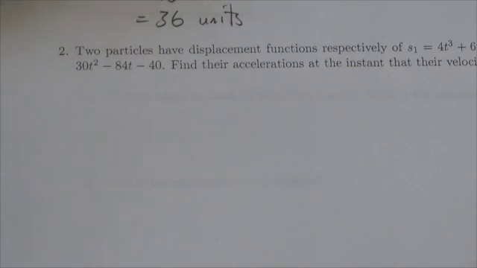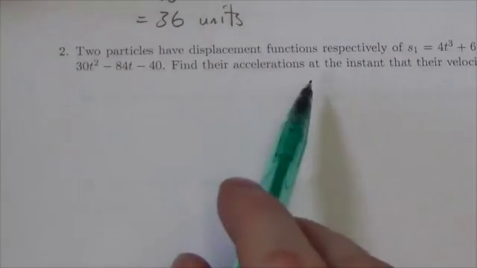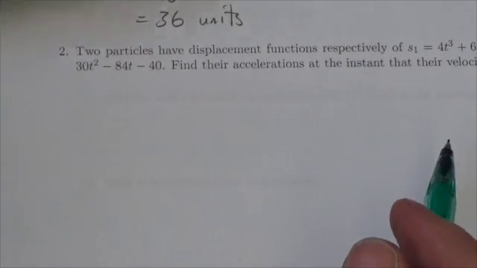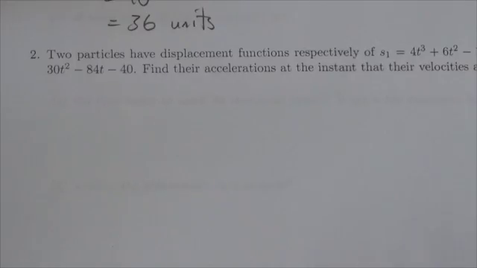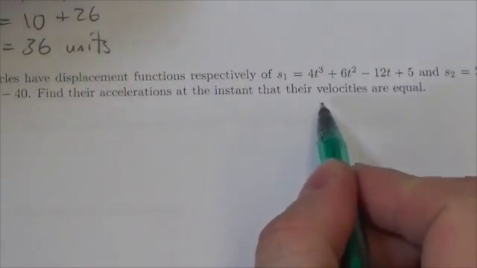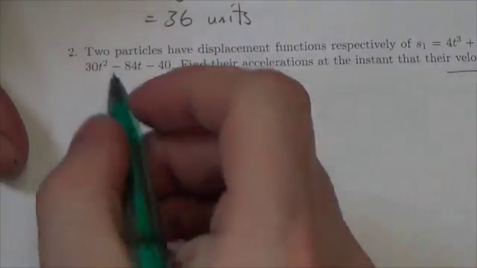Okay, hi everybody. This is the Math 31 applications review, and this is question number 2. It says two particles have displacement functions respectively, and they're given in the question. We want to find their accelerations at the instant that their velocities are equal. So really the defining feature here, the thing that we've got to work on, is that their velocities are supposed to be equal. So what I've got to do is find their respective velocities.